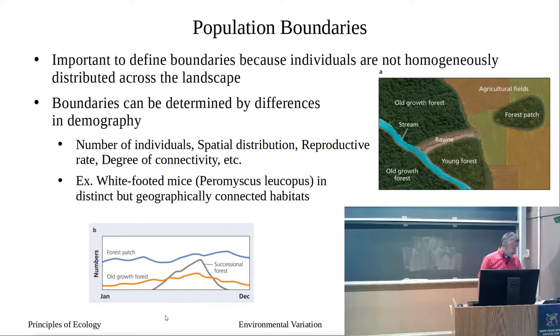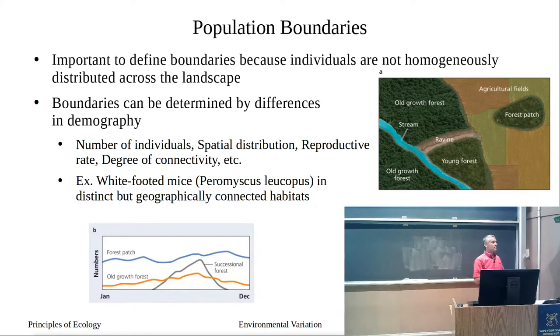All right, so we've got connectivity. We also have these population boundaries defining our areas. It's important to define these boundaries because our individuals are not homogeneously distributed across our landscape. They're going to exist as perhaps subpopulations. We could have a large population that is fragmented.